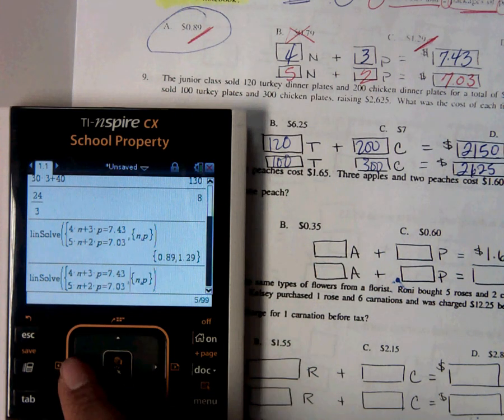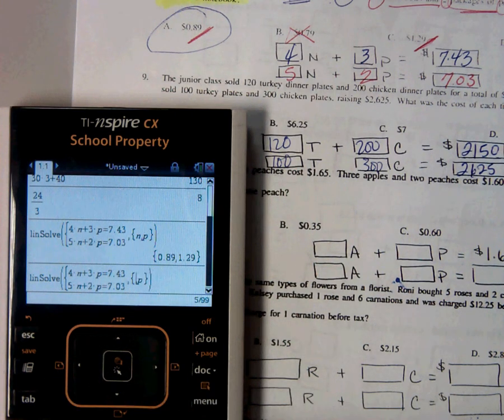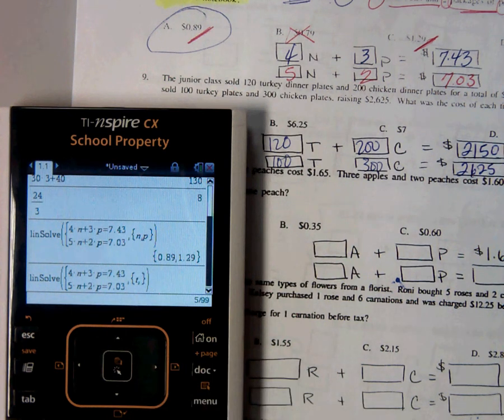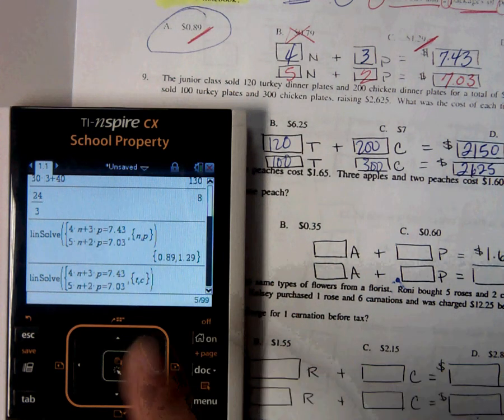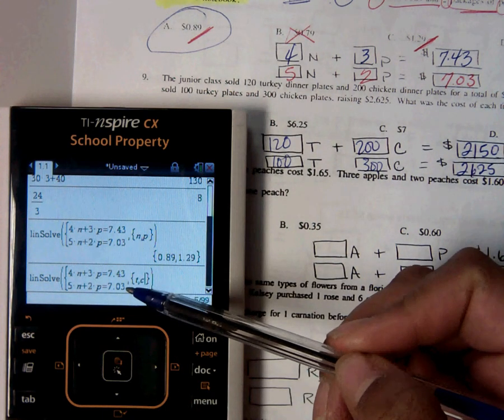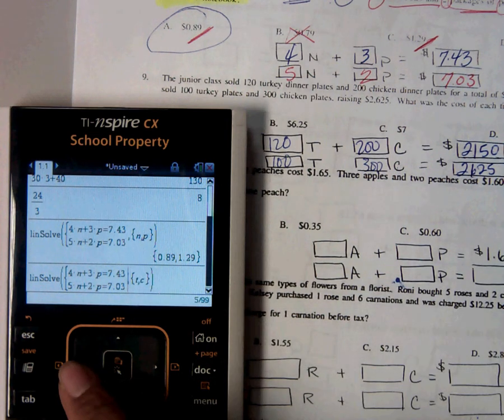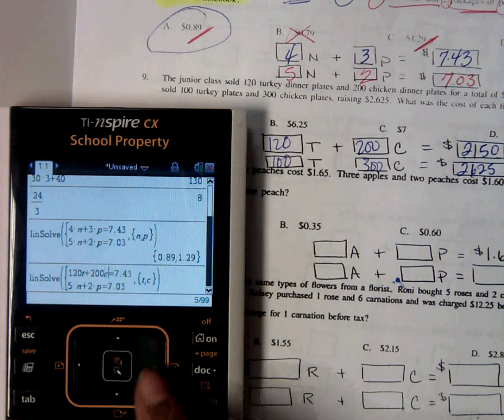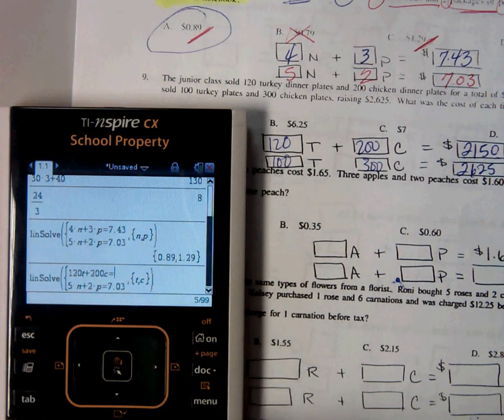So I can go in here and change that N to T, this P to C, leave the comma here, leave the comma there. Slow it down a little bit, I don't want to confuse you. Come over here, I need 120t plus 200c equals 2150. Don't put the comma.